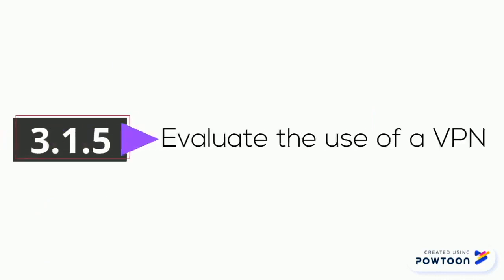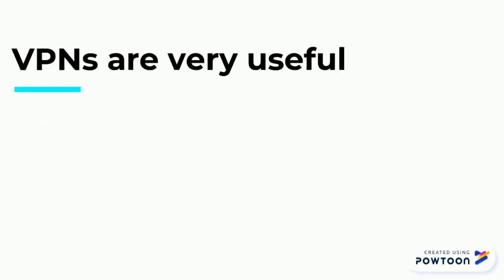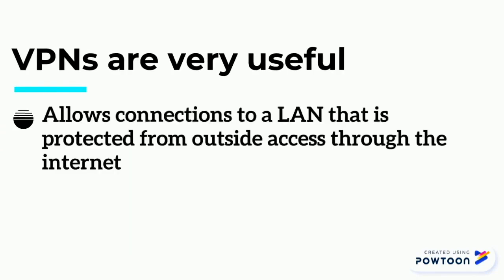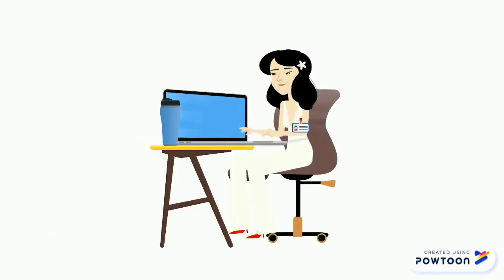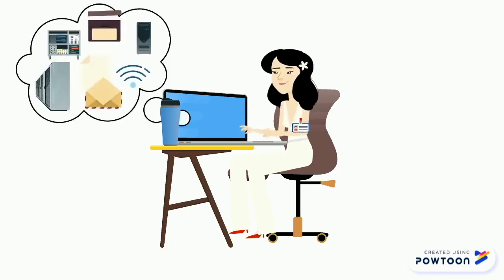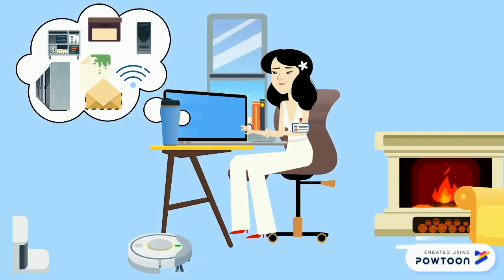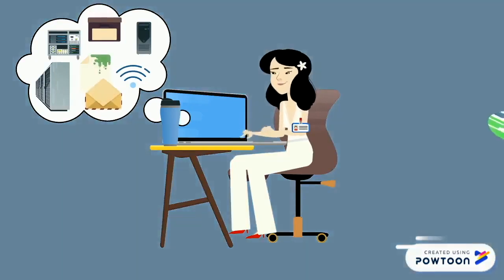Lastly, Section 3.1.5. VPNs are very useful since they allow connections to a LAN that is protected from outside access through the internet. It also changed working patterns or telecommunications. For example, workers can connect to a company's internal network from almost anywhere in the world. It is a way for companies to allow their employees to access company resources outside the office, even from the comfort of their homes or when traveling. Now employees can work anywhere they wish, still having the company's resources.